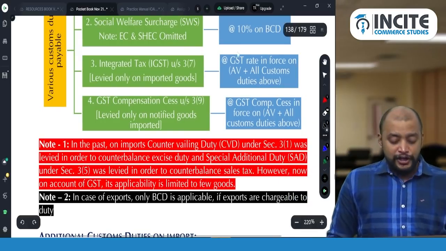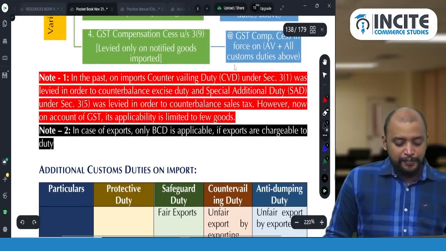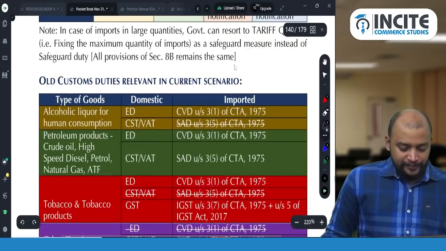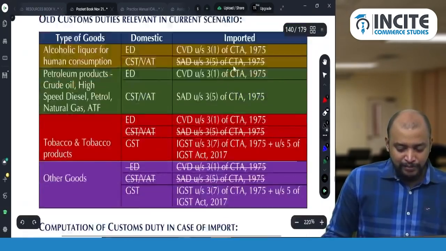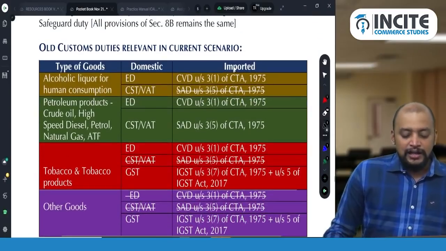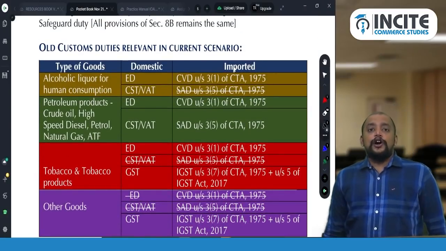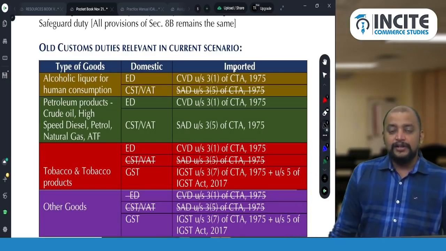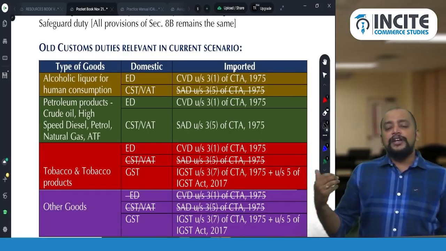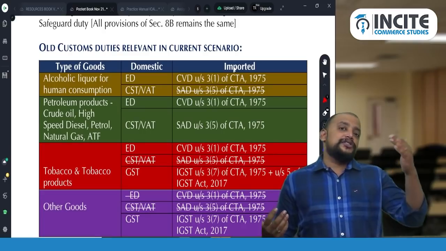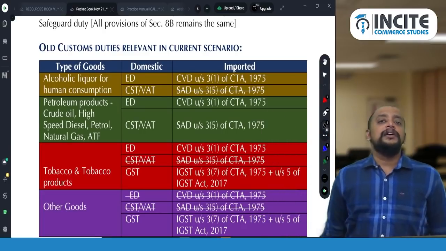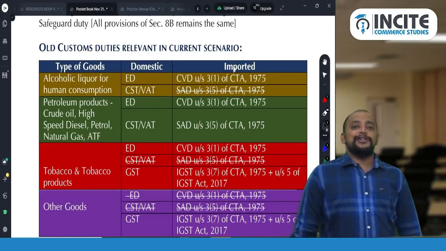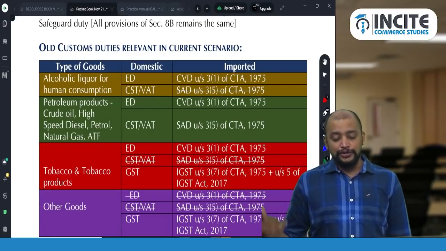Then in case of petroleum products, also the same. You can see that in page number 139. In case of petroleum products, on domestic sale, we need to pay central excise duty, central sales tax and VAT. Whereas in case of import, we don't have to pay IGST. So as excise duty is there, CVD is applicable, and as sales tax is there, SAD is applicable. CVD refers to countervailing duty, SAD refers to special additional duty.